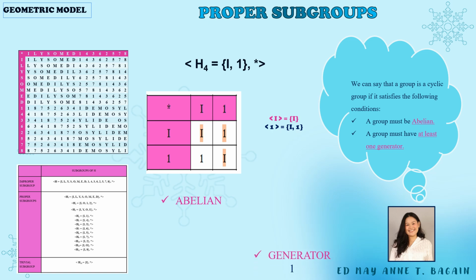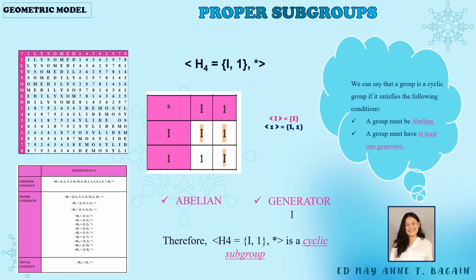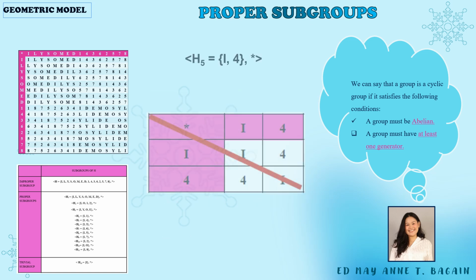We know that this table is abelian. We have the generator 1. Therefore, H sub 4 equal to I and 1 under the operation star is a cyclic subgroup because it satisfies all the conditions stated. It is abelian and it has at least one generator. Okay, so let's proceed now to the other proper subgroup, which is H sub 5.